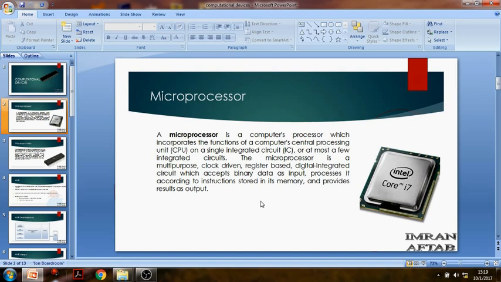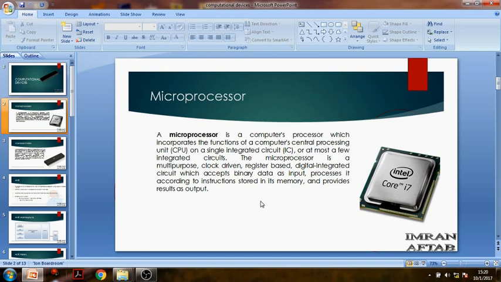Then why are we going to learn about microcontrollers, not microprocessors? Because a microprocessor is a little expensive. If you buy a laptop or computer, it costs you around 40,000, 50,000, 60,000, like that. But a microcontroller is much cheaper than this.